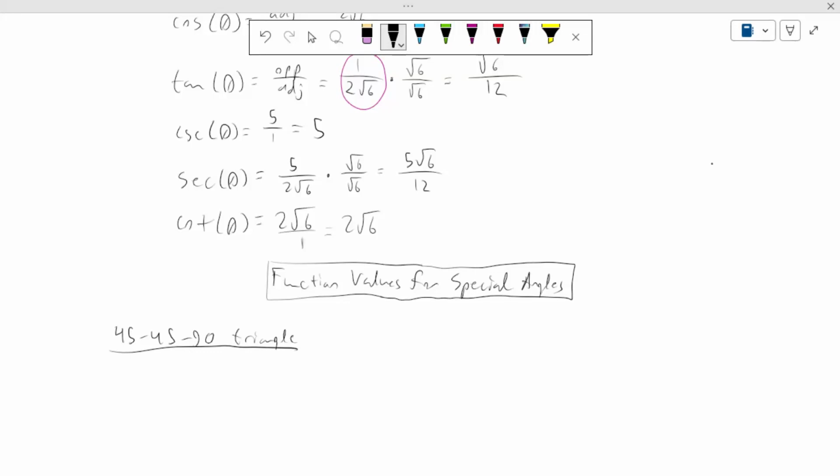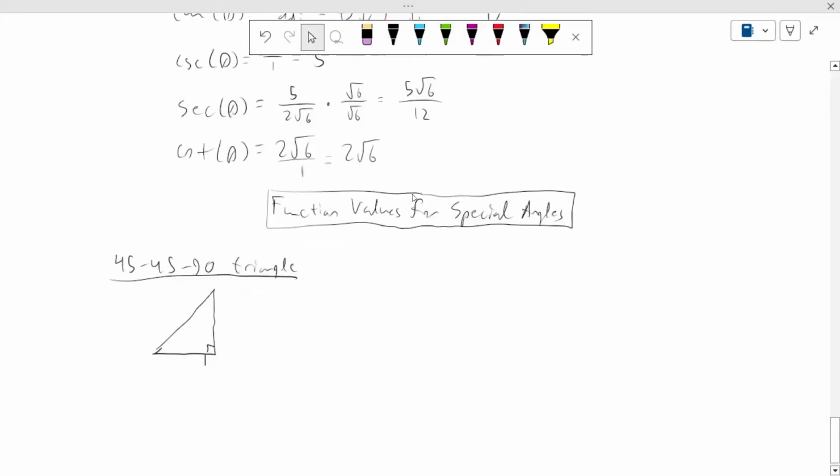Now, let's draw it to the best of our ability. No one's perfect. So here we have a nice right triangle for us. This angle is 45 degrees. This angle is 45 degrees. This is our 90-degree angle here. Let's just say that this is our theta over here.